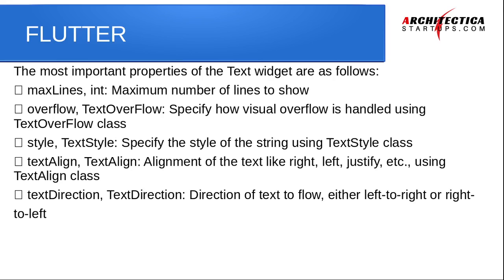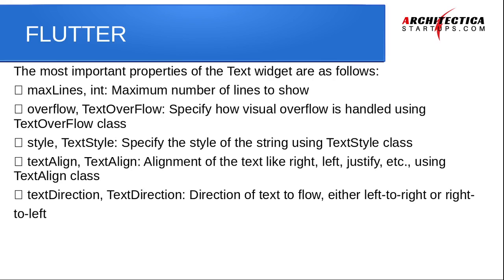Next is style, which I have used. There I was using color, font weight, font size. These were the properties of the style property. And then we have text align. Text alignment could be right, left, justify. It will show the alignment of the text for a particular layout.